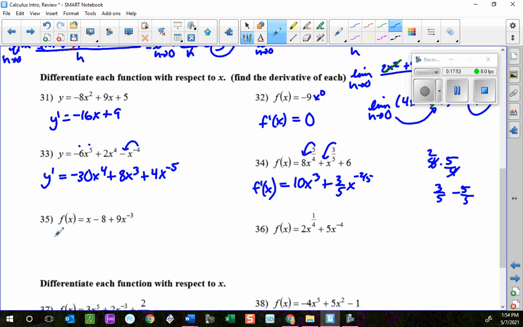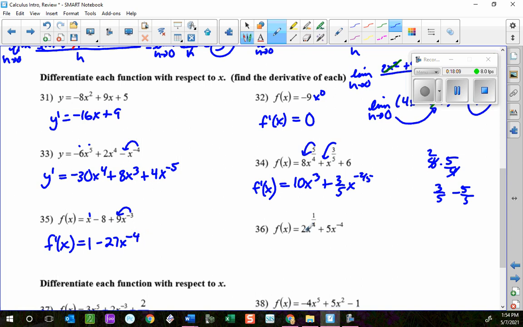All right, number 35. Let's see, my derivative is, this is a 1 here, so 1 times 1 is 1, the x goes away. The 8, the derivative is 0. And then here I got negative 3 times 9, so negative 27, x to the negative 4. Take 1 away from negative 3.